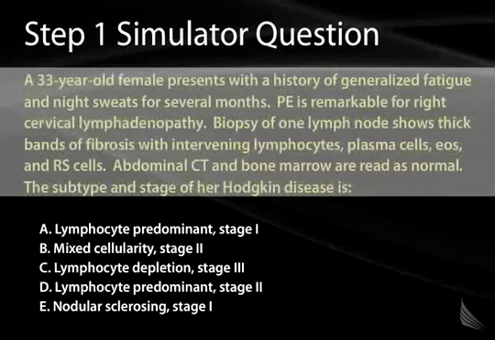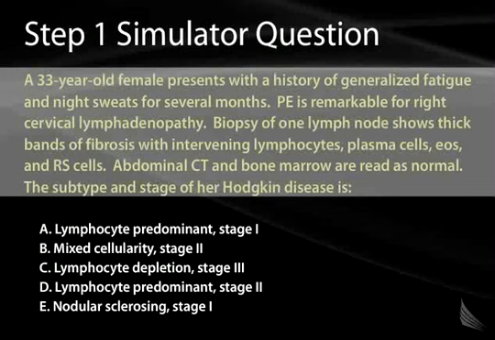A question about Hodgkin's lymphoma. A 33-year-old woman presents with fatigue and night sweats for several months. Physical exam is remarkable for right cervical lymphadenopathy. A biopsy is performed of one lymph node showing thick bands of fibrosis, with intervening lymphocytes and other cells. Classic Reed-Sternberg cells are seen. The abdominal CT and bone marrow are read as normal. The subtype and stage of her Hodgkin's disease is?